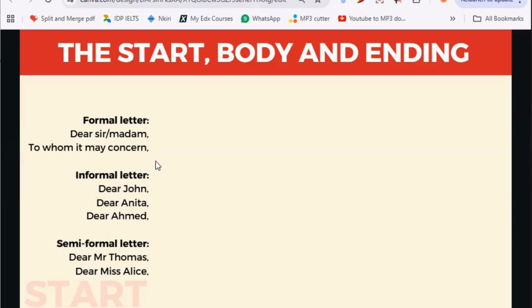And then for a semi-formal letter, start with the person's last name and put a title before the last name. Dear Mr. Thomas, Dear Mr. Baron, Dear Mr. Williams, Dear Dr. Charles, Dear Miss Alice, Dear Engineer Bemi. So for a semi-formal letter, you start out with the person's last name and then you put their appropriate title in front of that name. Somebody says, how do I know my friend's name? You can just pick any name that comes to your head. Use any name you like.